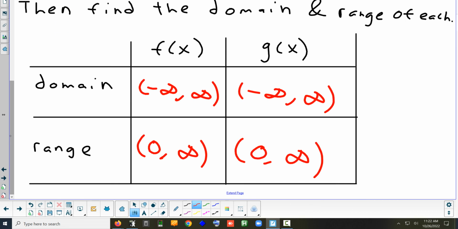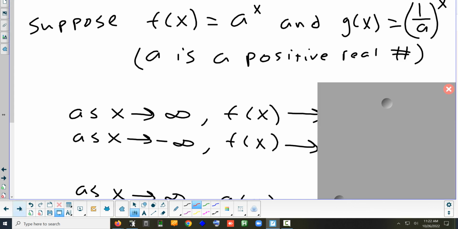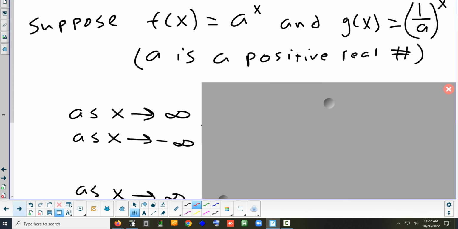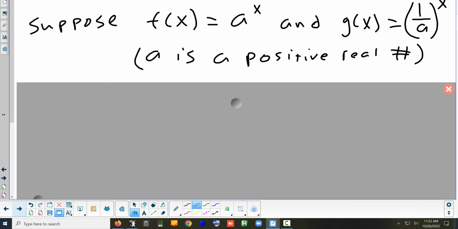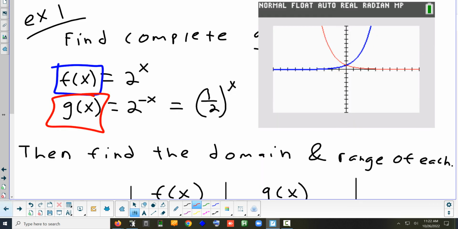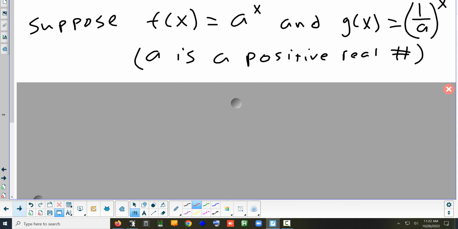Any question on that? So now let's just think about it in general. We looked at it specifically for 2 to the x and 2 to the negative x. It doesn't matter if it's 2 to the x, 5 to the x, 12 to the x. That number could be any positive real number except 1. And we would still get the same type of results.